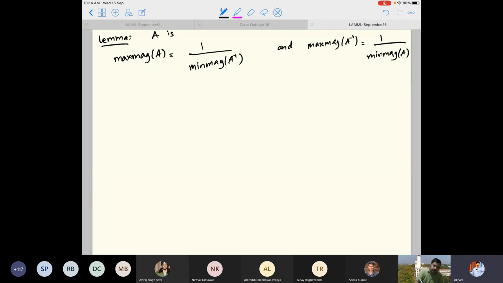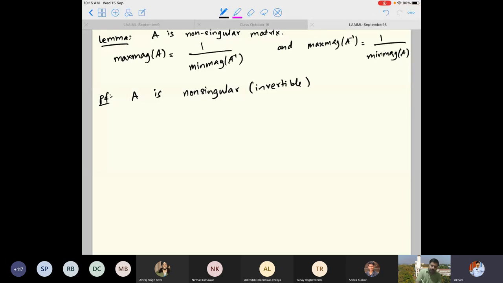So A is a non-singular matrix, right? So A is an invertible matrix. Then this happens. Okay, the result says that this happens. So how do we prove this? The proof is not really very difficult. So A is non-singular, meaning A is invertible. Okay, non-singular and invertible, same words.